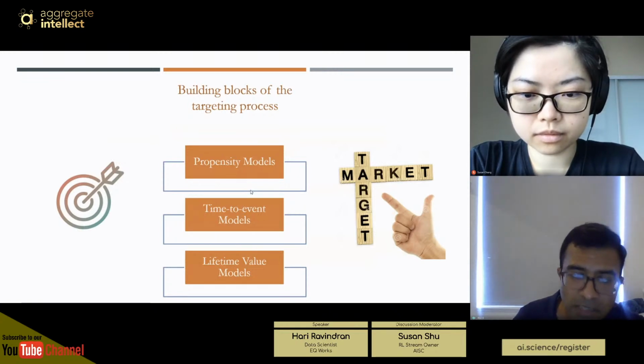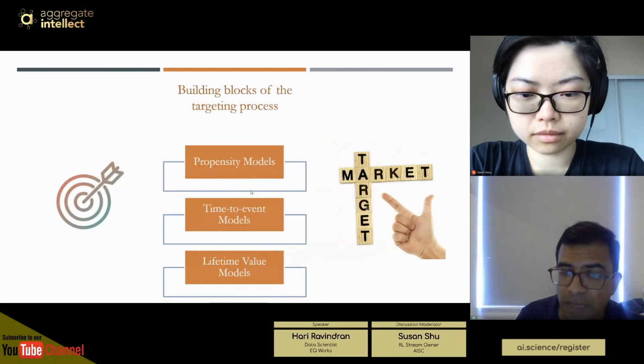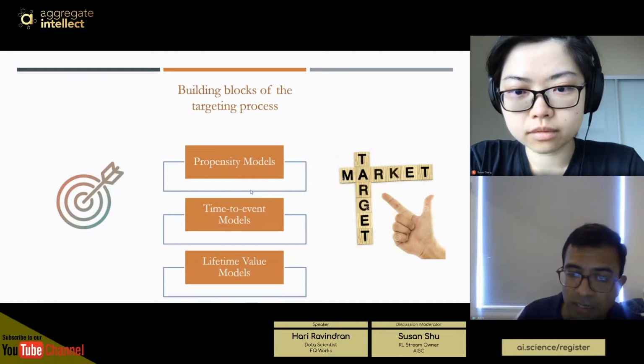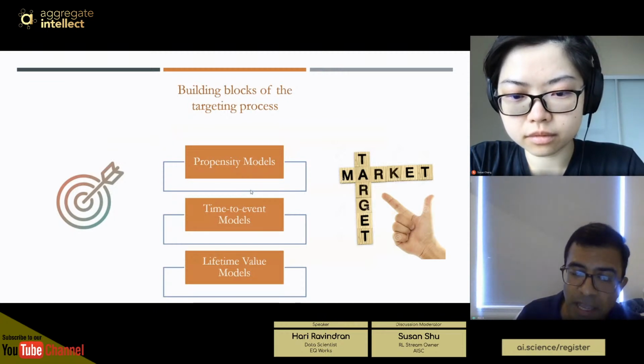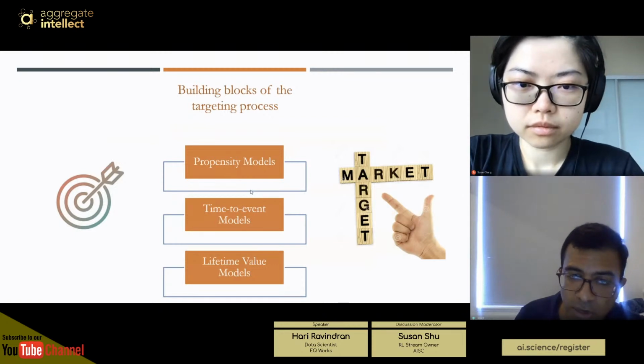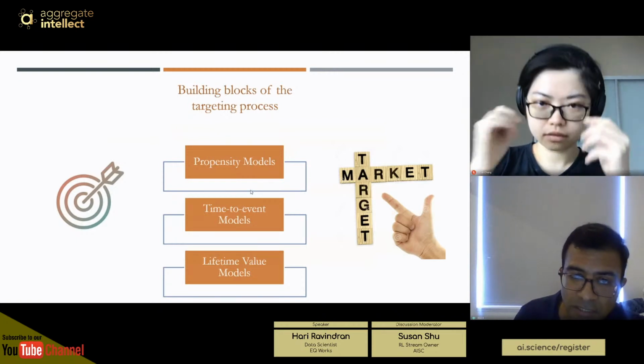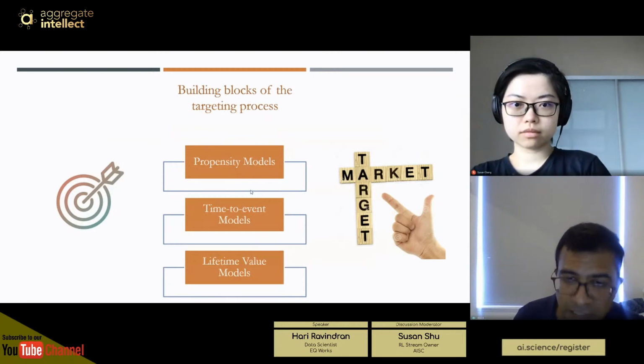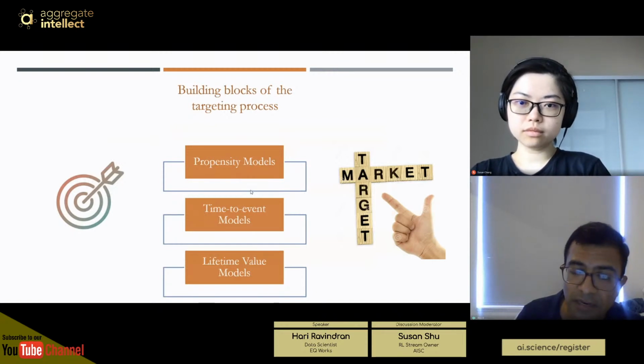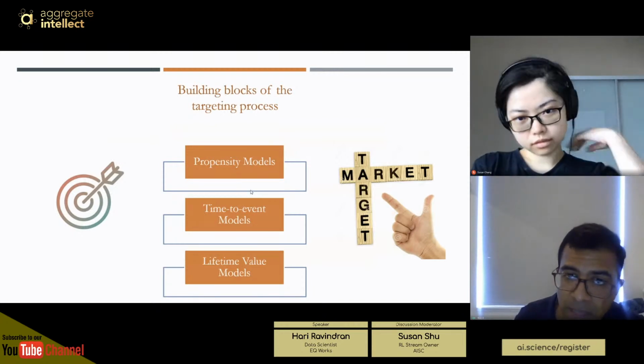Let's say you're giving someone a certain promotion. You wouldn't want to give them a promotion when you know that they are definitely going to go shopping. You'd probably like to give them a promotion when they are not likely to visit the store, because in that case, when they do visit the store as a result of your targeting or marketing campaign, that will directly result in an increase in the lift, either in sales or in customer conversion. So knowing when a customer is going to take an action is a very important aspect of modeling.